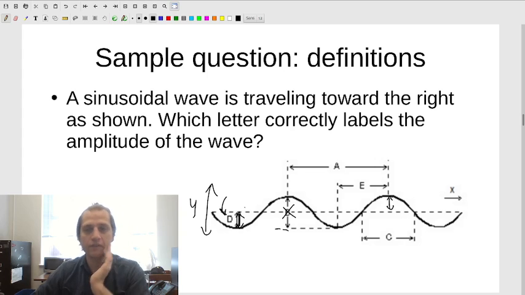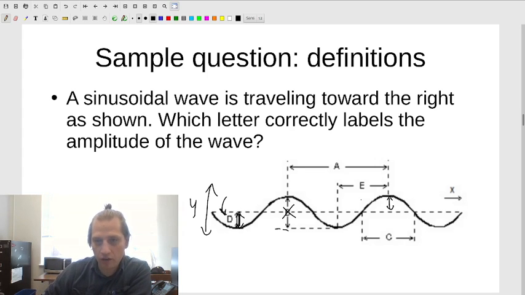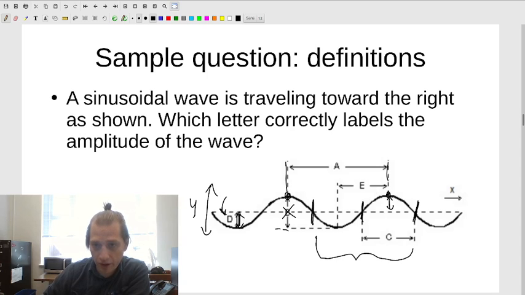On the other hand, if I asked you for the wavelength, a lot of people would get confused because they want to go from the 0 to the 0. That is not the wavelength. The wavelength is where you go from one point in the cycle to the exact equivalent point in the cycle. So in fact, it would be going from the 0 not to the next 0, but to the very next 0 in the same direction, that would be your wavelength. The easier way to do it is from a peak to peak or a trough to a trough. So A would also be a wavelength.